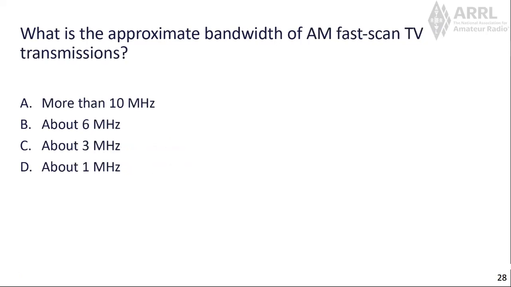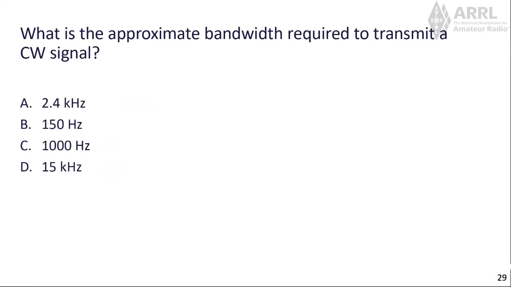What is the approximate bandwidth of AM fast scan TV transmissions? About 6 megahertz. You see, we're talking about putting more and more information into that signal. What is the approximate bandwidth required to transmit a CW signal? Remember what we said about CW signals?